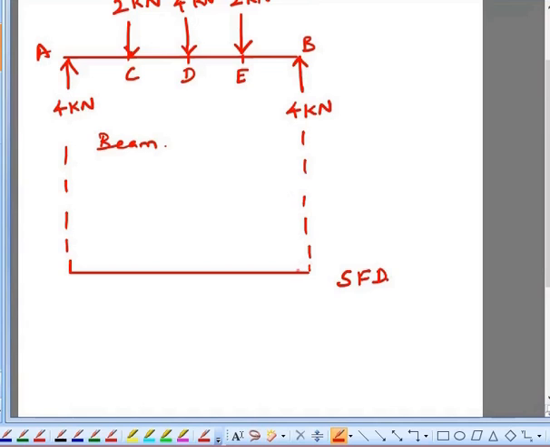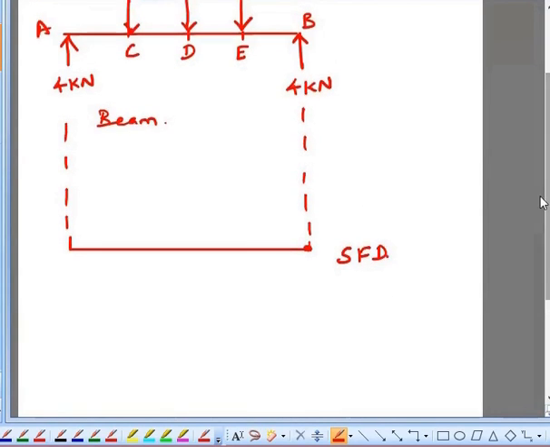So at the extreme right, I have to calculate the shear force. For this, you take any section between the point E and B, and you consider this as X.